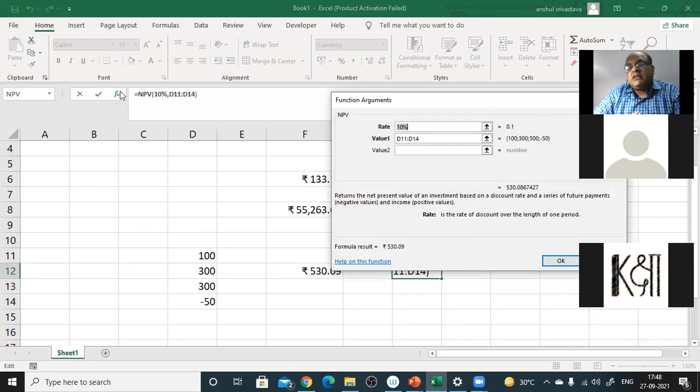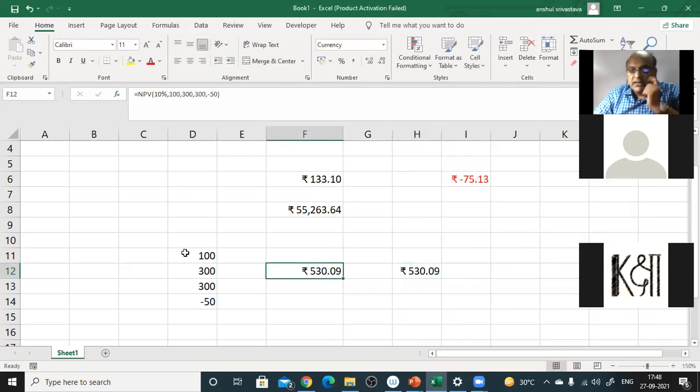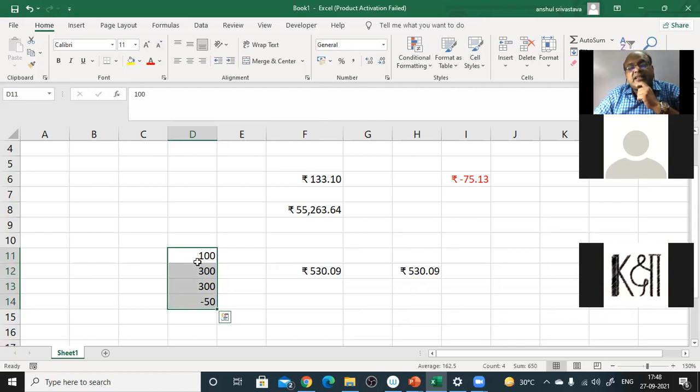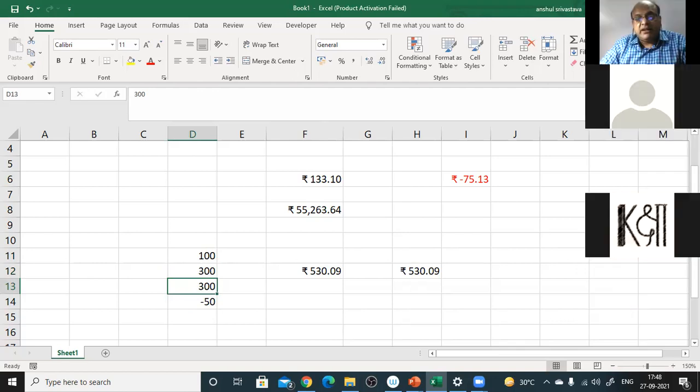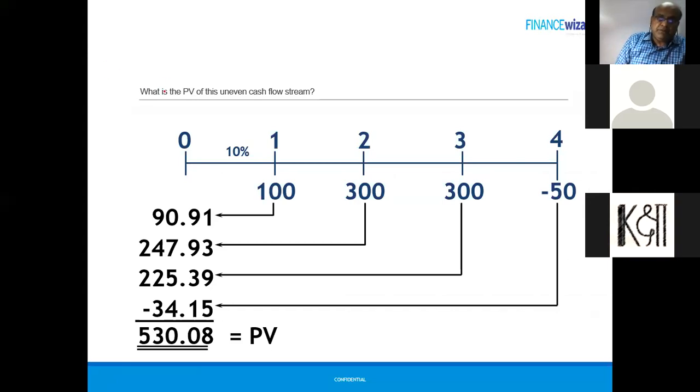NPV assumes that the first payment is after one period. So what we are getting here is this value. Now, if there was a different timeline, where the first payment would have been today, 300 would be after 1 year, the next 300 after 2 years, and minus 50. Then how would we do it?